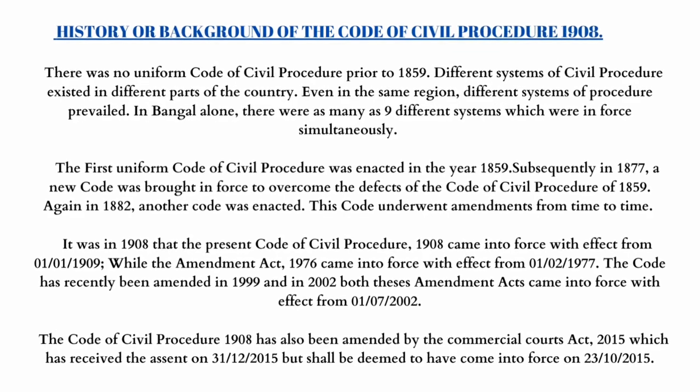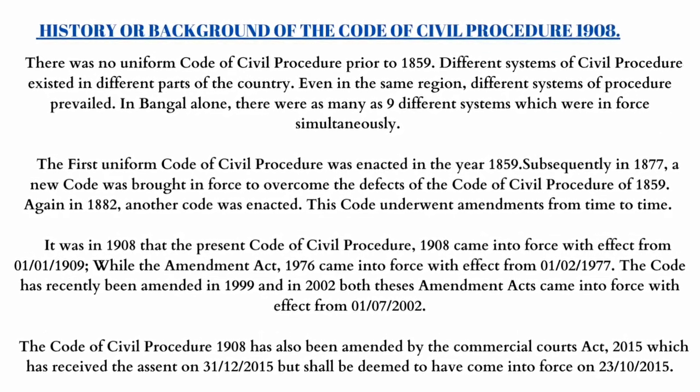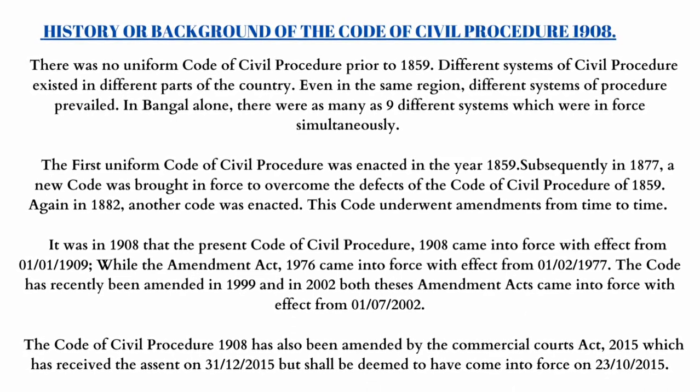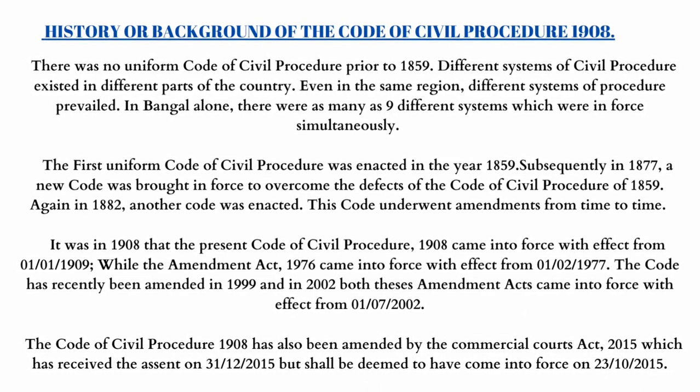Students, please give attention. Now I am going to explain the history or background of the Code of Civil Procedure 1908. Actually, there was no uniform Code of Civil Procedure prior to 1859. Different systems of civil procedure existed in different parts of the country. Even in the same region, different systems of procedure prevailed. For example, in Bengal alone, there were as many as 9 different systems which were in force simultaneously.